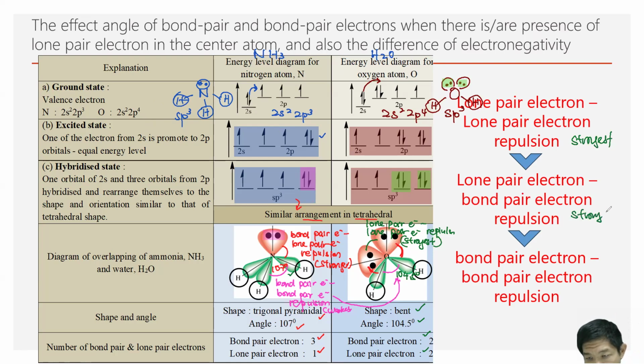Okay, so valence bond theory has its limitation: when it comes to the presence of lone pair electrons, it cannot effectively deduce the shape and angle for a molecule. Therefore, another theory is introduced to deduce the shape and angle of a molecule in the presence of lone pair electrons, which is VSEPR theory, valence shell electron pair repulsion theory. So what is valence shell electron pair repulsion theory?